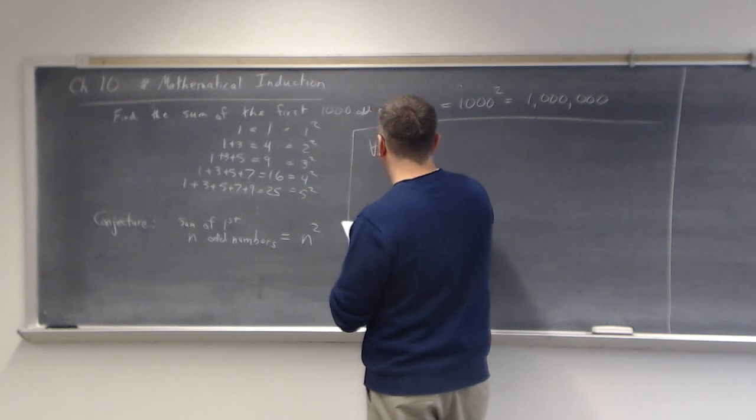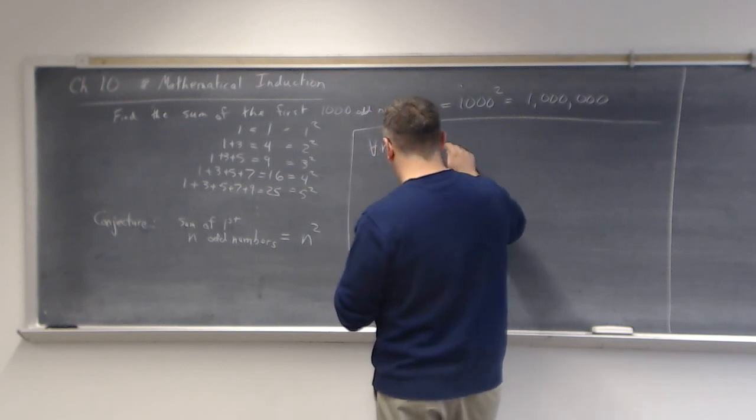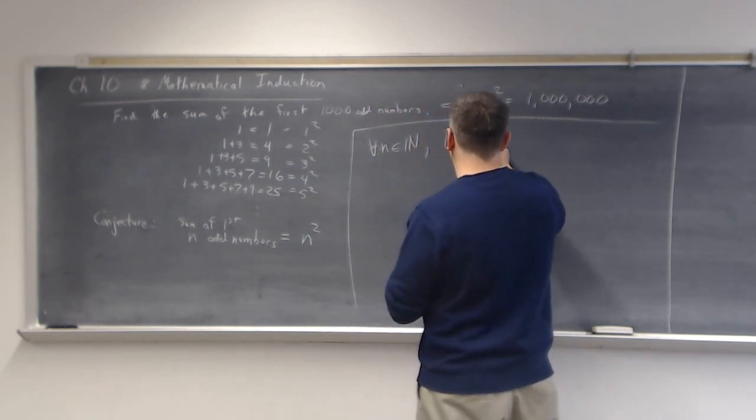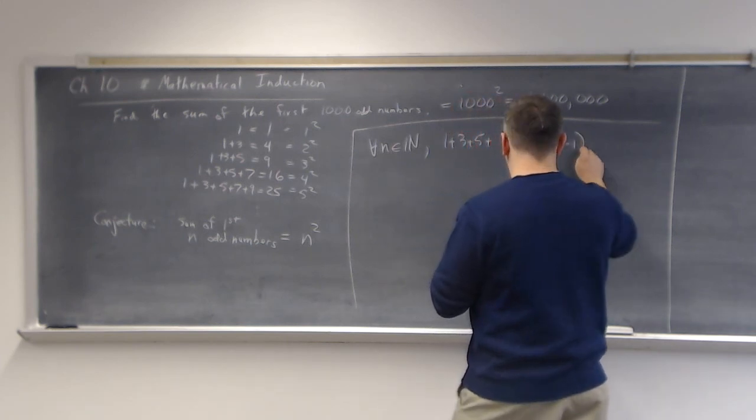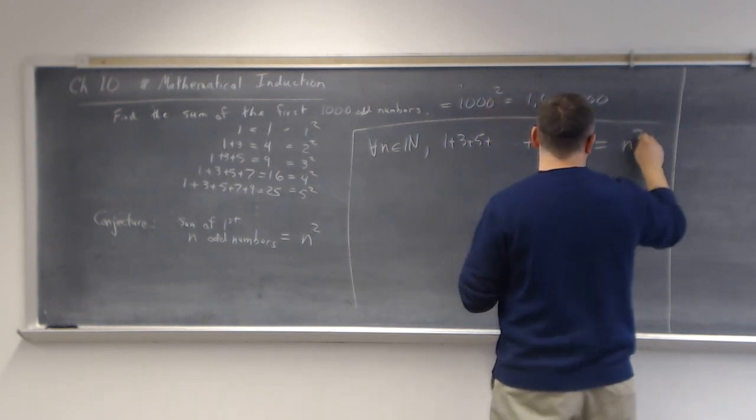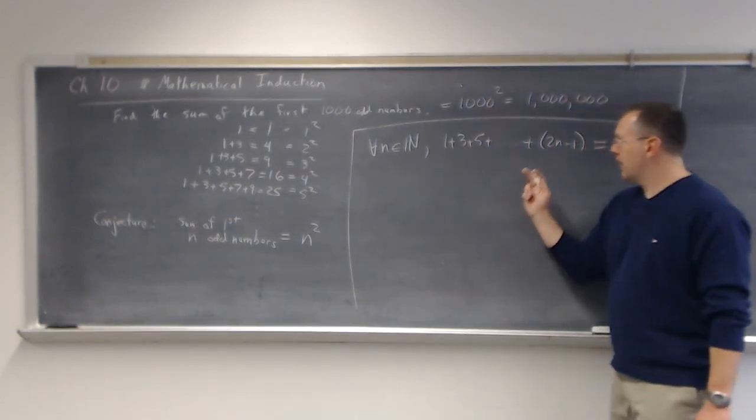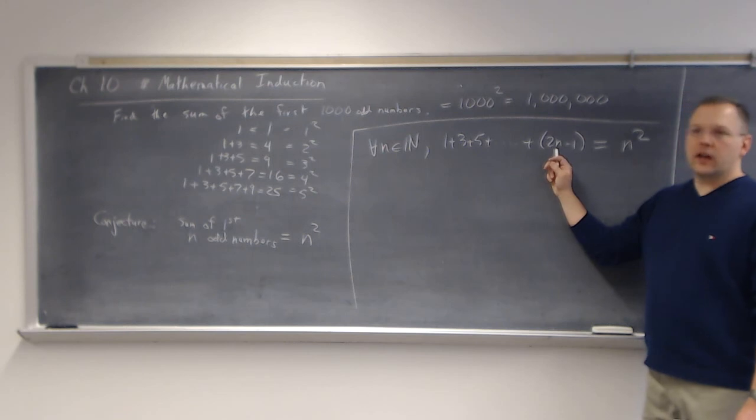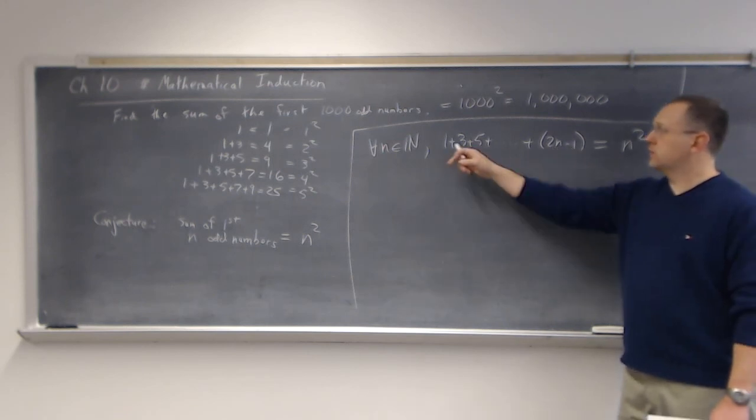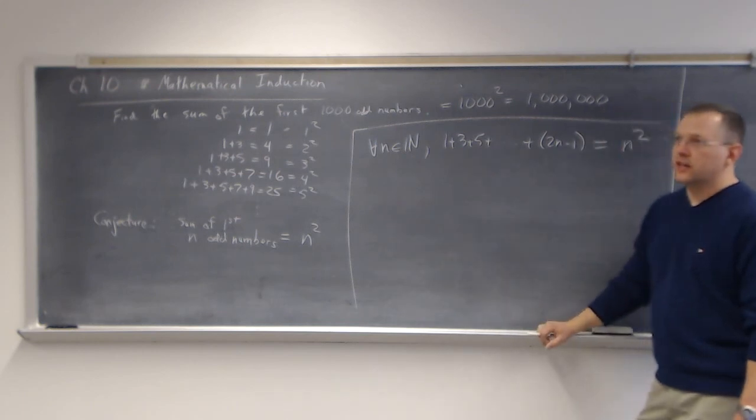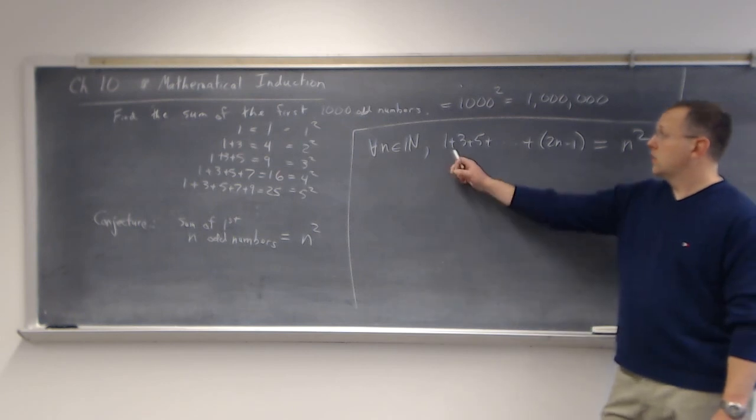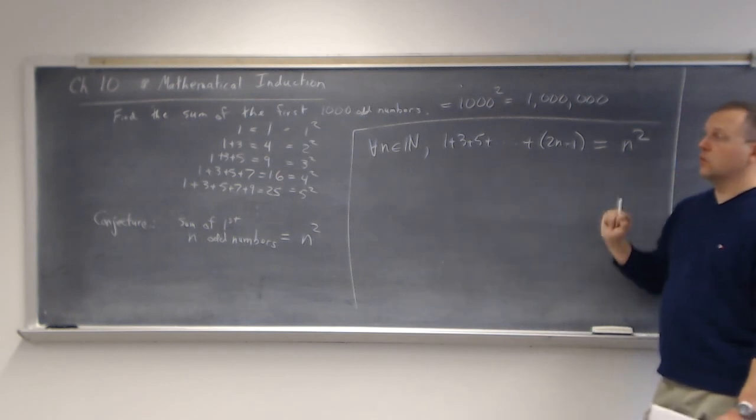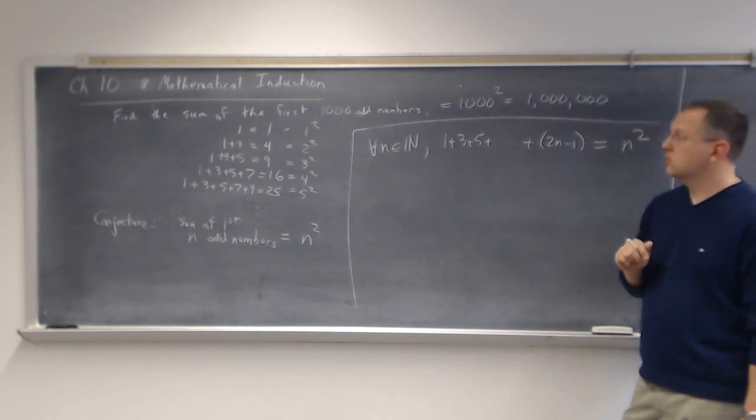For every natural number n, 1 plus 3 plus 5 plus ... plus (2n minus 1) equals n squared. So the nth odd number, you write as 2n minus 1. That's what I just wrote there, my conjecture. That's how I would write it as a theorem: for every natural number n, the sum of the first n odd numbers equals n squared. So we'll prove that using induction.